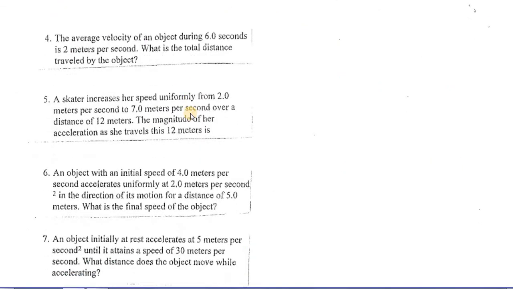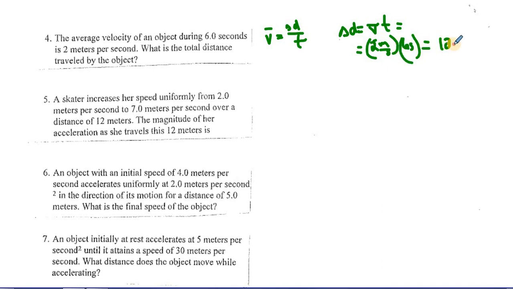We have an average velocity. The average velocity of an object during 6 seconds is 2 meters per second. What is the total distance traveled? So start off with our basic definition. Average velocity is distance over time, or displacement over time. And now we're solving for d. So our d is our average velocity times time. Plug in our 2 meters per second times our 6 seconds, and we get our 12 meters.